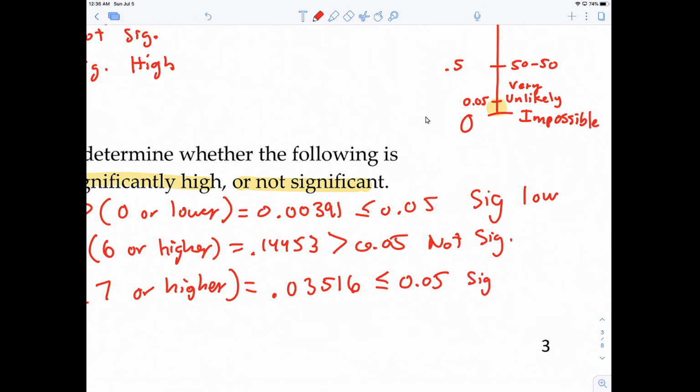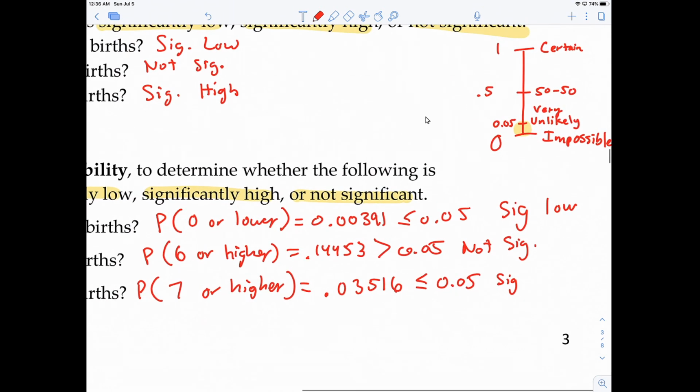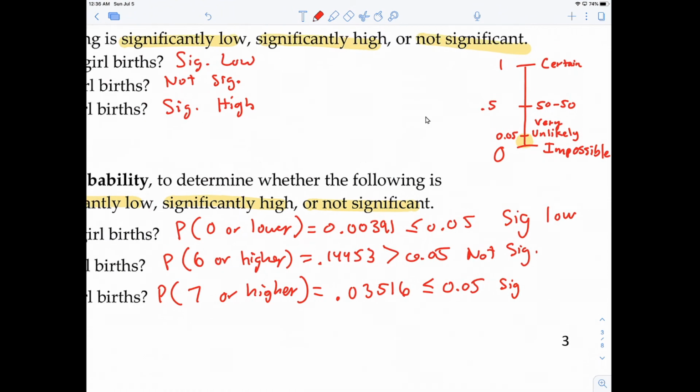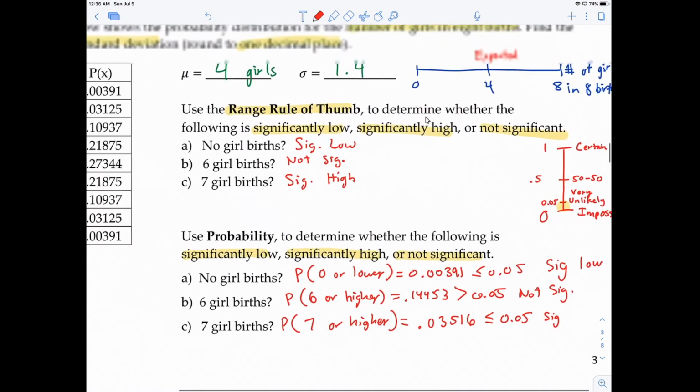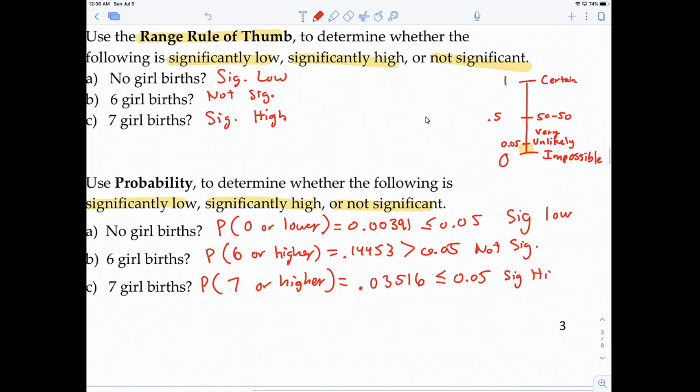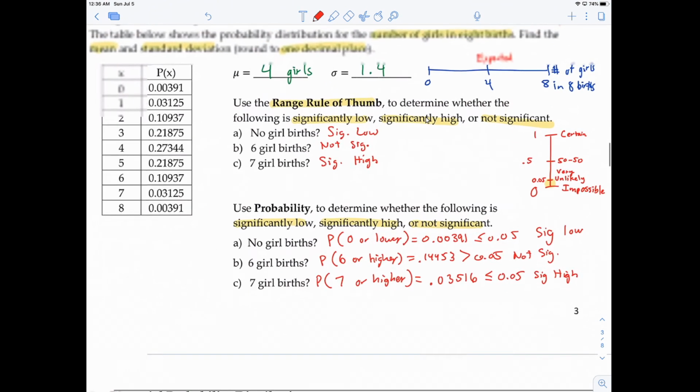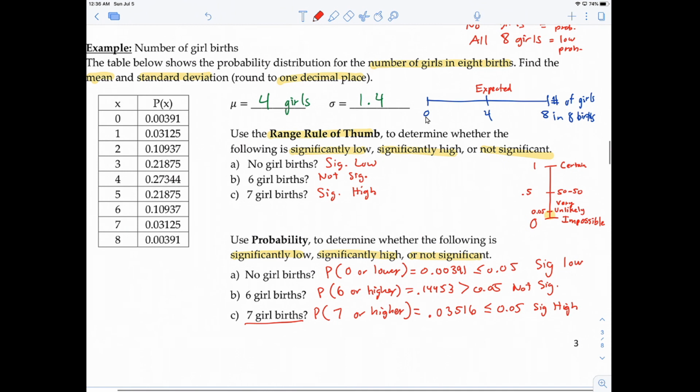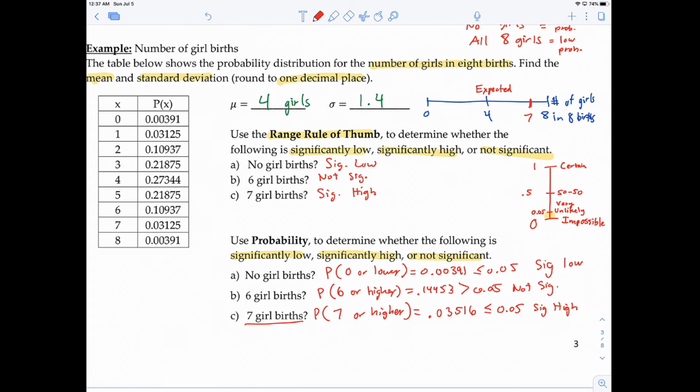So when an event has a low probability, we say significant. Now, is it significantly high or low? It's significantly high. Why is that? It's because the value we were looking at, 7 girl births, is higher than what we expect, right? So we were asking, is 7 significantly high? Yes, it is. It's high, and it's significantly high because its probability is less than or equal to 0.05.